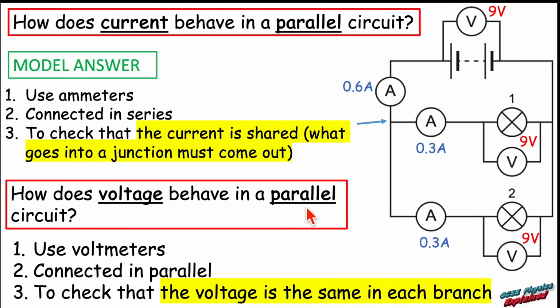How does voltage behave in a parallel circuit? Well, we use voltmeters connected in parallel to check that the voltage is the same in each branch. So that's how you'd get your 6 marks. They might ask you to draw a picture, or they might miss off these V's and A's and you'll have to pop them in. Now, whatever the voltage is of the supply, you'll have the same amount of voltage across this branch and the same amount of voltage across this branch. So 9 volts of the battery, you'll have 9 volts across here and 9 volts across here.